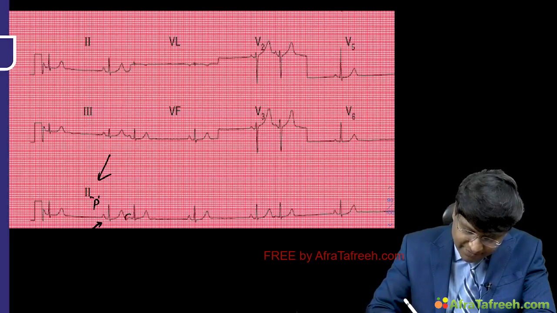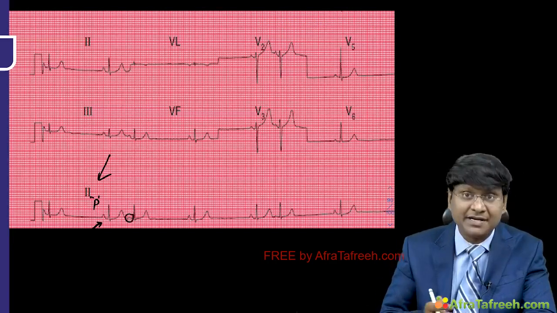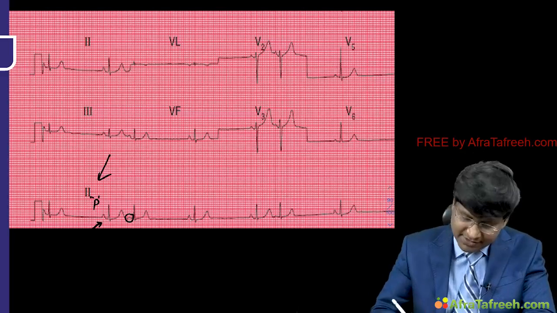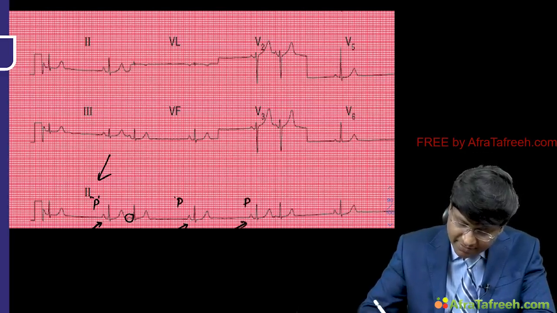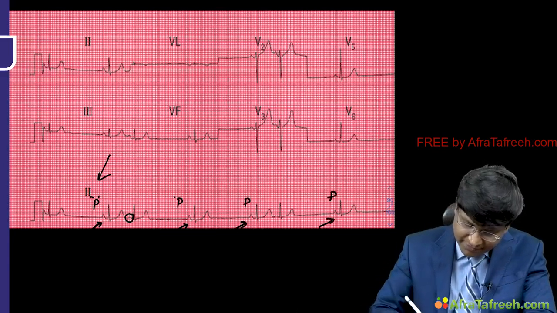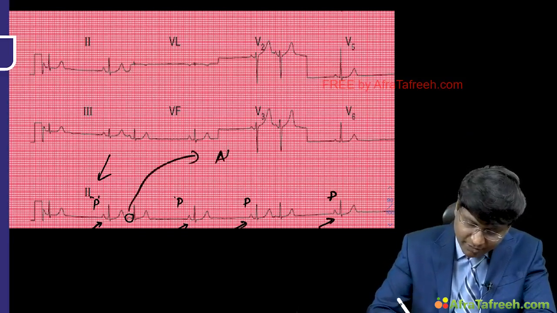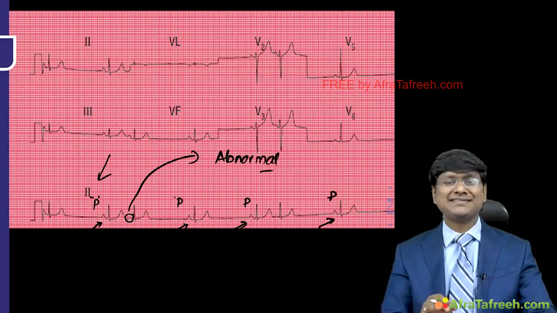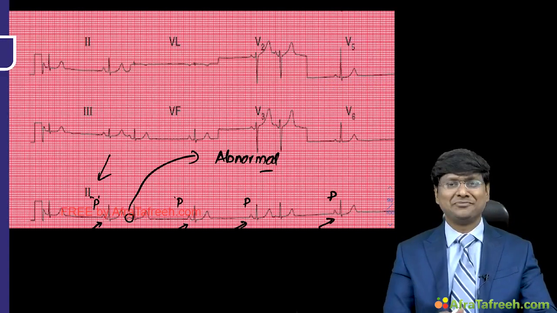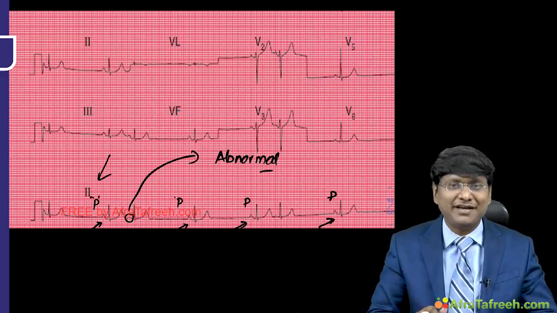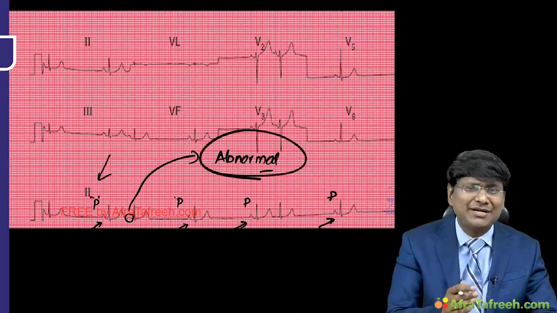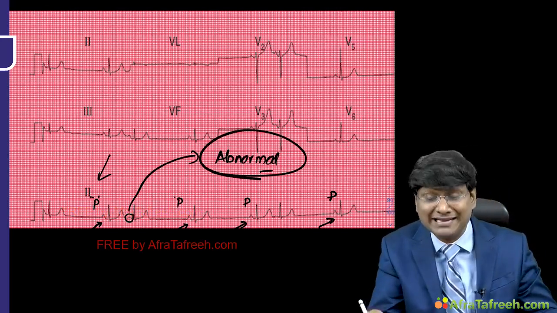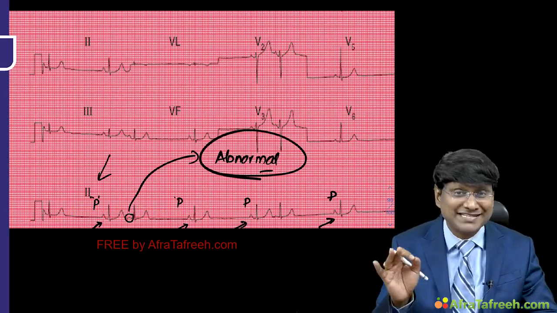Then you have a small P wave here, which is appearing earlier than the next complex. Again, you are having a normal P wave, and again a normal P wave. So only this P wave is abnormal. And this P wave has appeared earlier than normal, and the morphology of this abnormal P wave is not similar to that of the other sinus P waves. So what does this tell you?